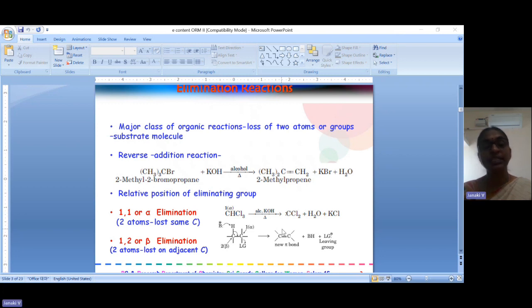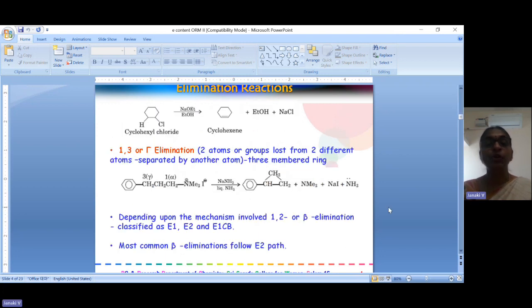Let us see one example for this. Cyclohexyl chloride on treatment with sodium ethoxide in the presence of ethanol forms cyclohexene.